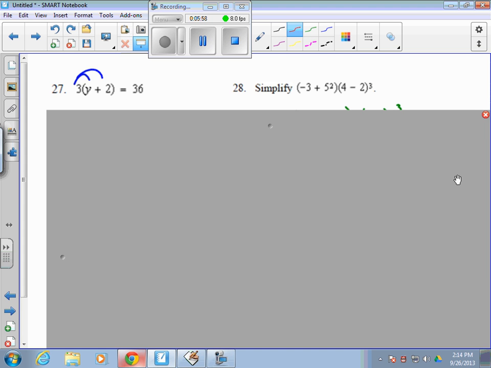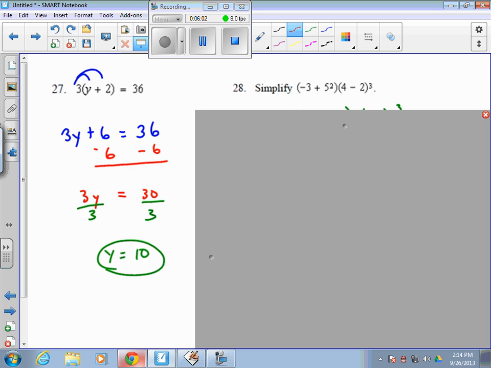27, multiply 3 times y and 3 times 2, you get 3y plus 6 equals 36. Subtract 6 on both sides, 3y equals 30. Divide by 3 on both sides, y equals 10.